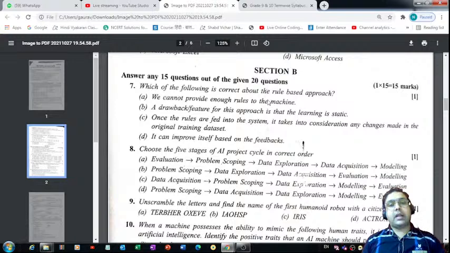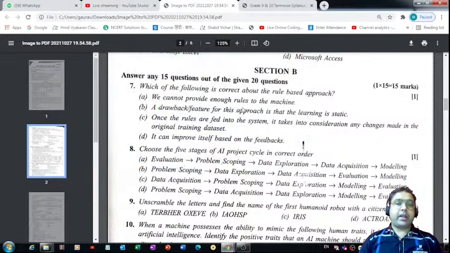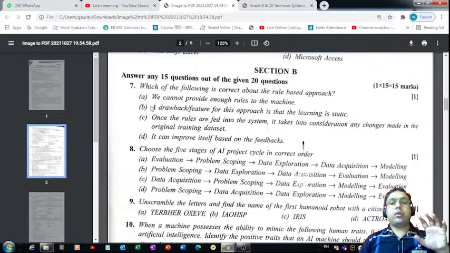We simply put the data into the machine, and then the machine analyzes the data and gives us the output in the form of rules. That's what happens in the learning based approach. So that's the basic difference between rule based approach and learning based approach. Now the question here says, which of the following is correct about rule based approach. We cannot provide enough rules to the machine, so this is not true, right? See, the more rules you provide, the more data you provide to the machine, the more it will be able to give you the correct output, right?